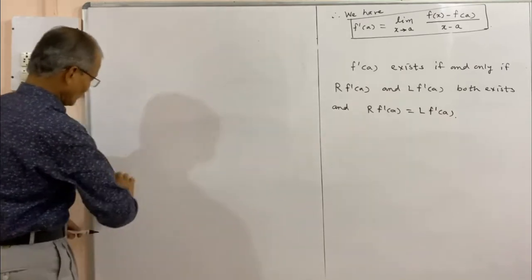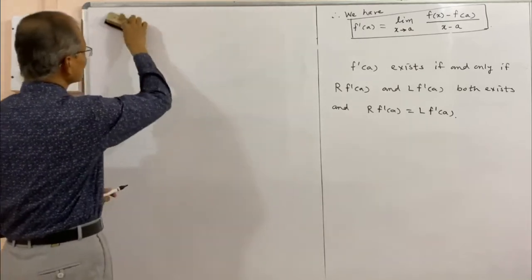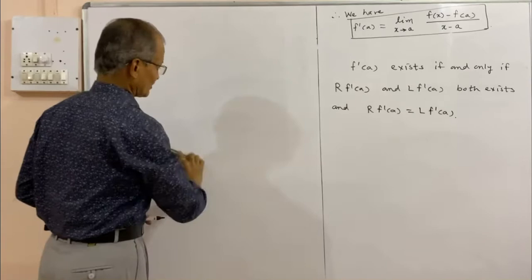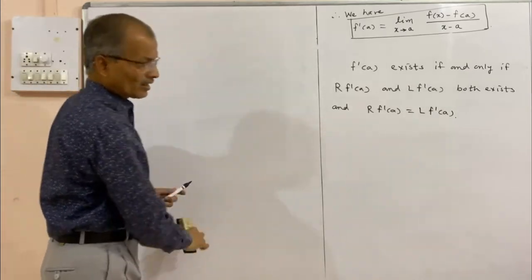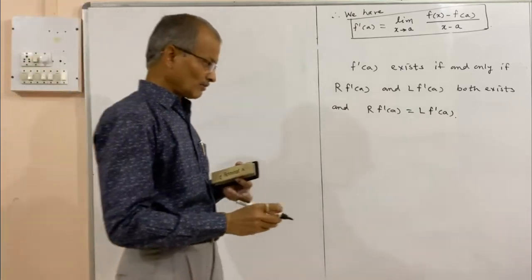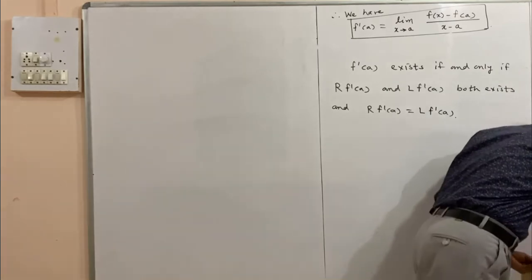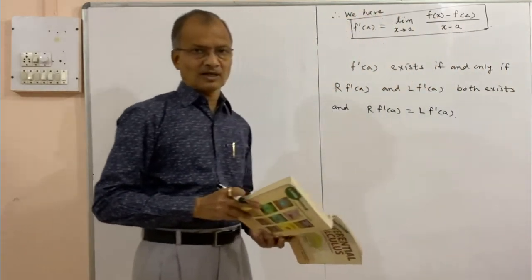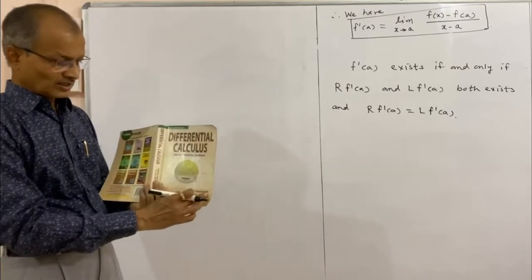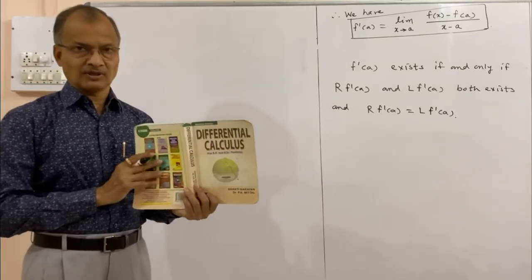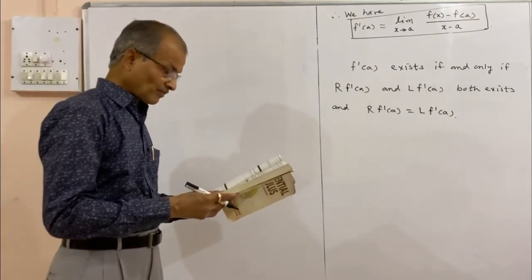Now we shall consider some problems to check whether the derivative exists or not. And these problems we shall consider from the book. The recommended book for your paper is the book of Differential Calculus by Shanti Narayan. So this is the recommended book, Differential Calculus, Shanti Narayan and P.K. Mittal. From this we are considering problems.